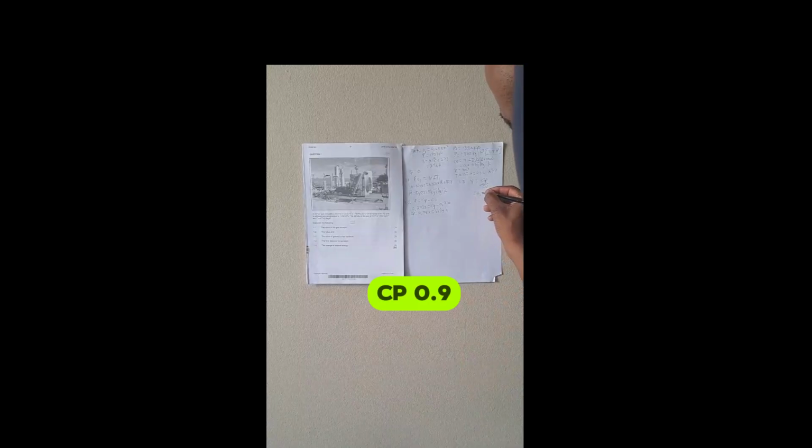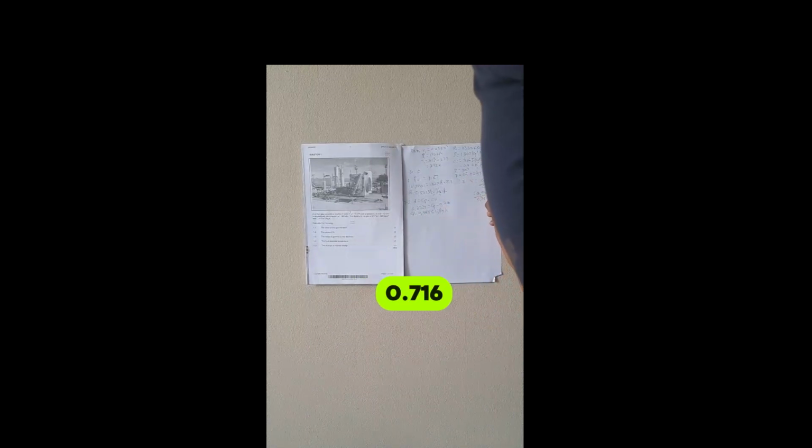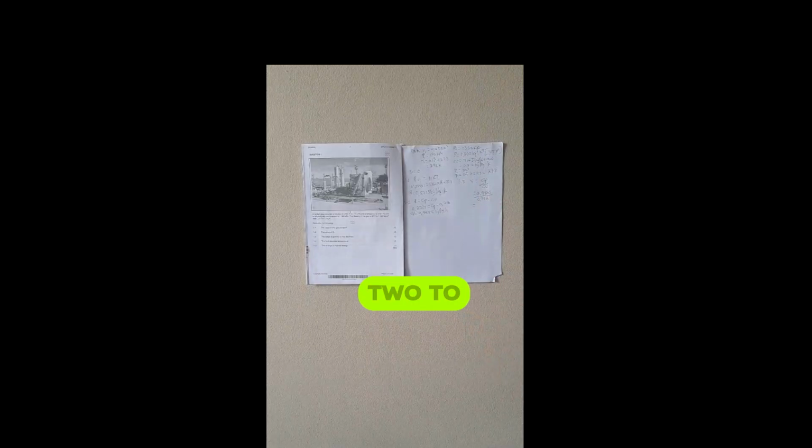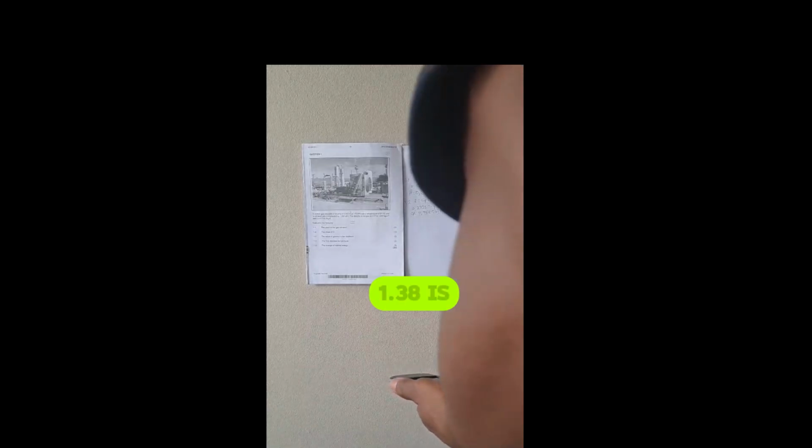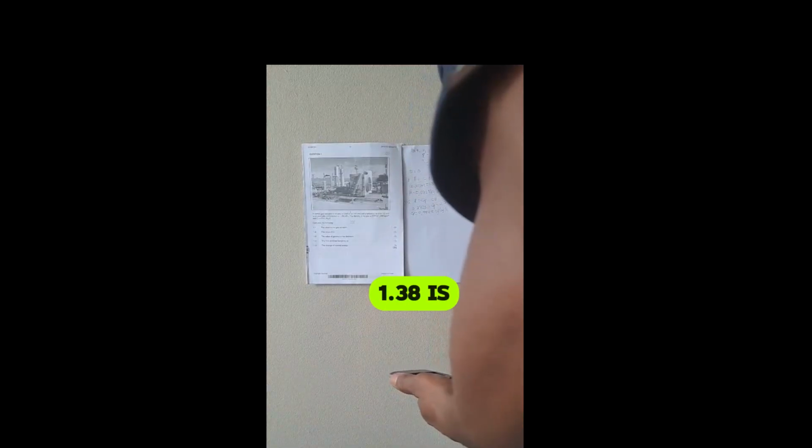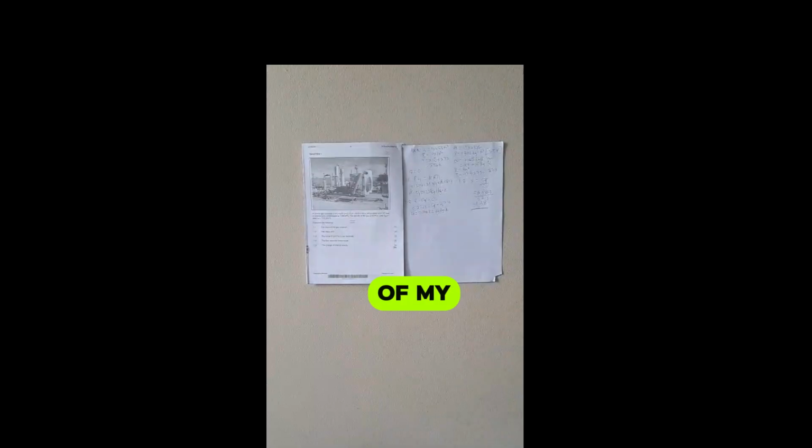CP is 0.9885, which is the one which you got from here. And then our CV was given, which is 0.716. So let's divide the two to see what we are getting. 0.985 divided by 0.716. I'm getting 1.38 as the value of my gamma. And then let's go to question 1.4.